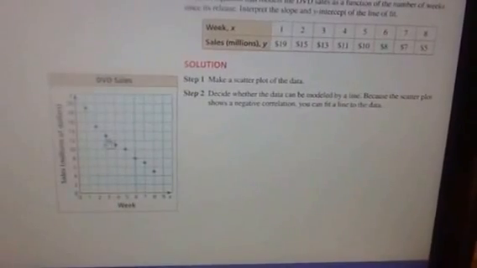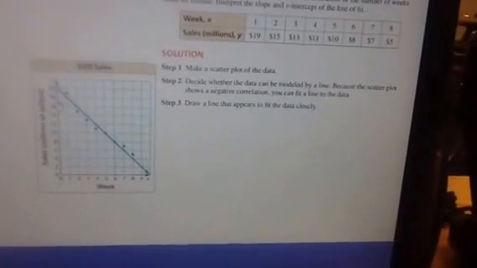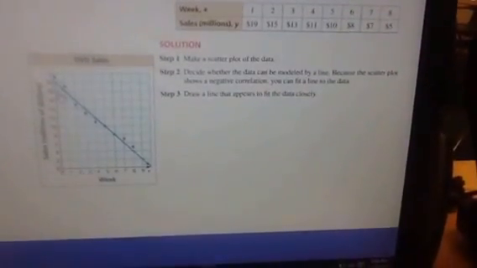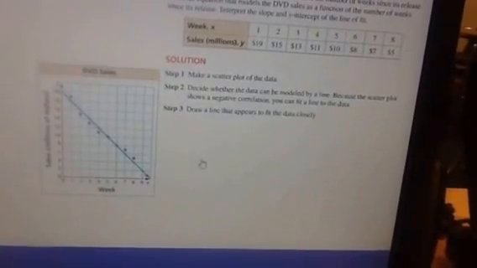After we make our scatter plot of data, we need to decide whether the data can be modeled by a line. Because the scatter plot shows a negative correlation, you can fit a line into the data. So in other words, try to draw a line. It doesn't have to hit each point, but it has to be represented overall by these points. So we're going to draw a line that appears to fit the data closely. And here's that line. Notice that there's some under it, there's some above it, but it's kind of in the middle. It's generally representing that equation.